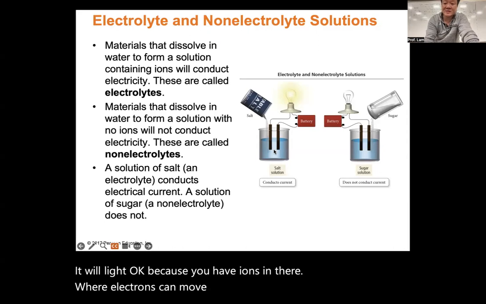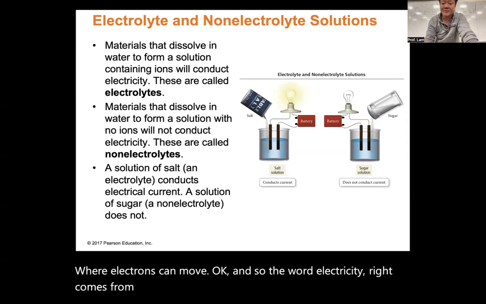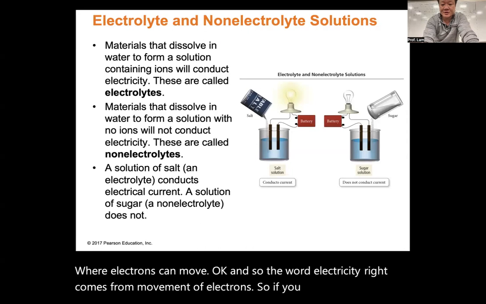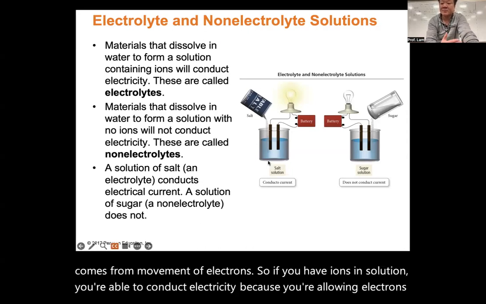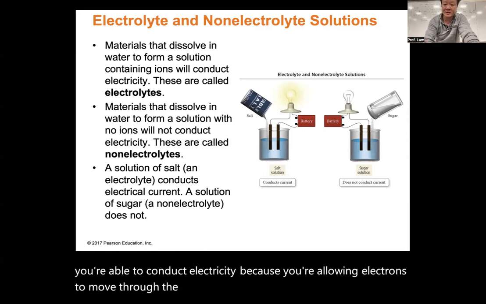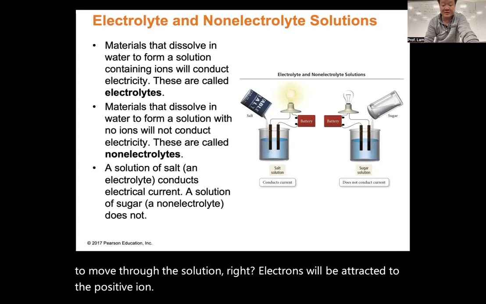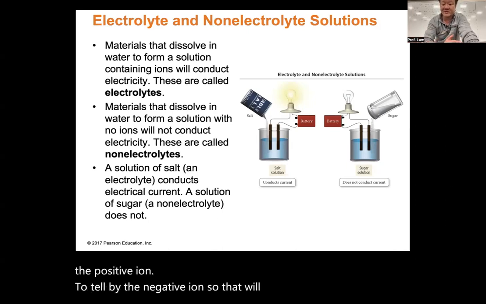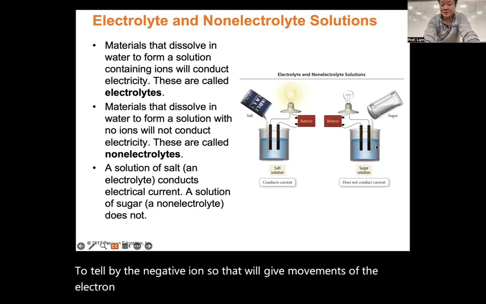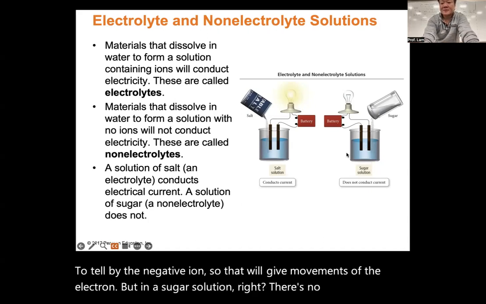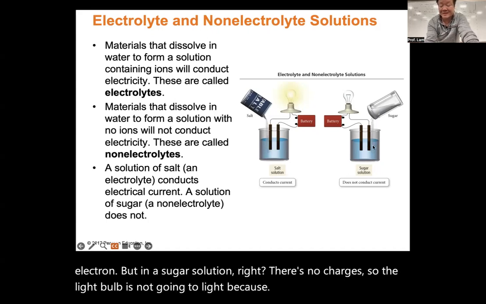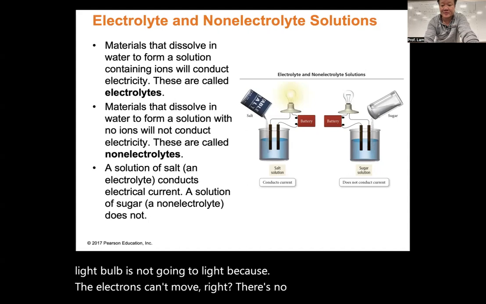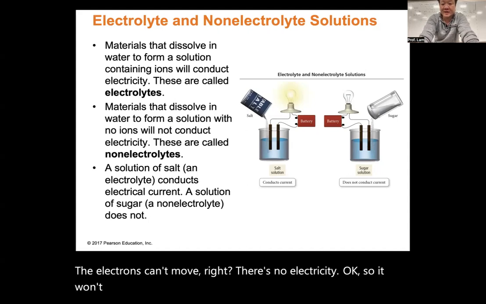And so the word electricity comes from movement of electrons. So if you have ions in solution, you're able to conduct electricity because you're allowing electrons to move through the solution. Electrons will be attracted to the positive ion and repelled by the negative ion, so that will give movement of the electron. But in a sugar solution, there's no charges. So the light bulb is not going to light because the electrons can't move. So there's no electricity, okay? So it won't conduct. So we call that non-electrolyte.